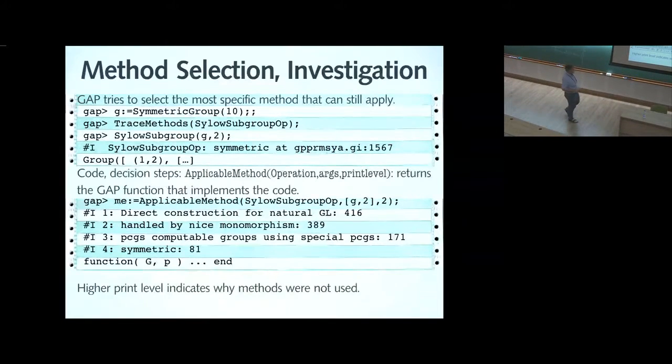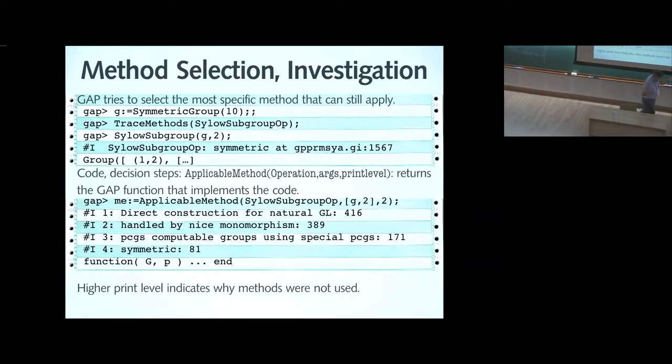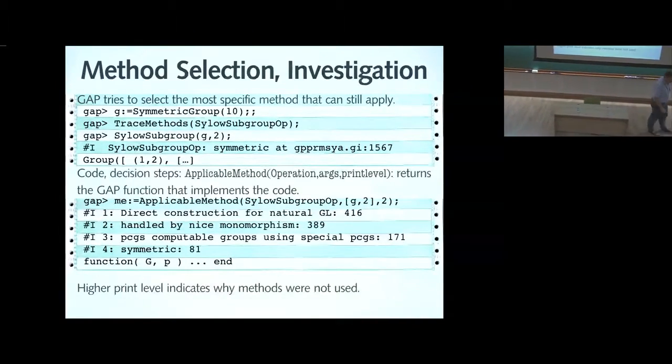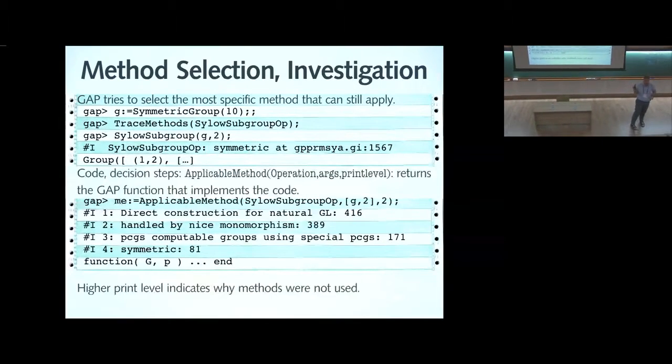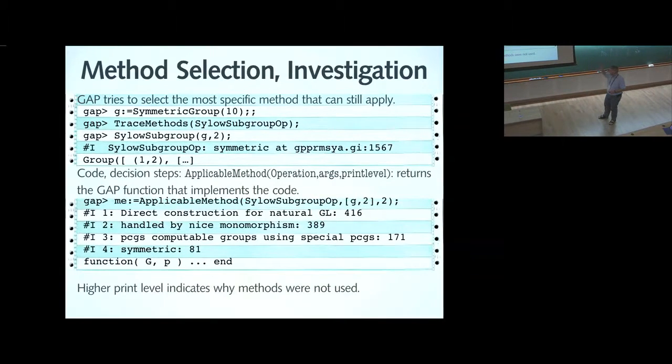The next method offered is the one we call handled by a nice monomorphism. I told you that currently a lot of methods, for example for matrix groups and automorphism groups, implicitly use an isomorphism to a permutation group. We call this a nice monomorphism, nice because it goes into a group where calculations are nicer, not because it's otherwise particularly well behaved. But the group does not have that property, so we are also skipping it.